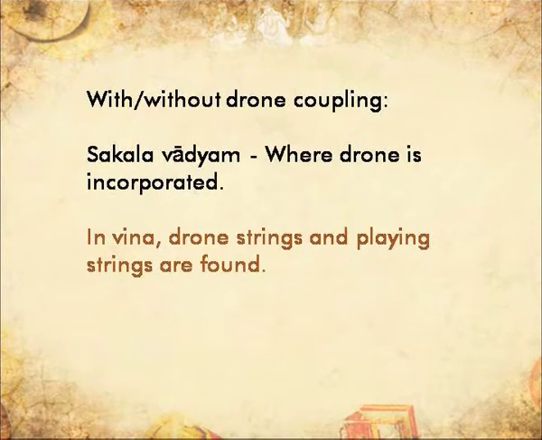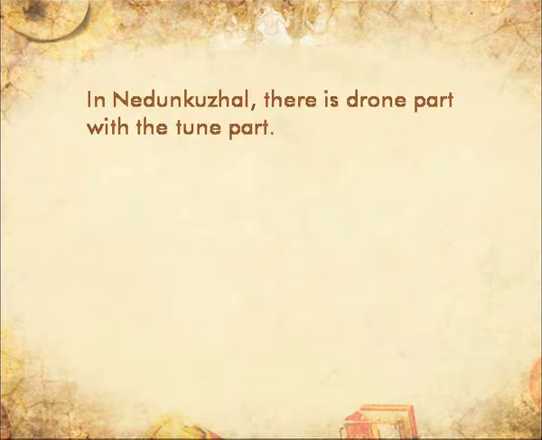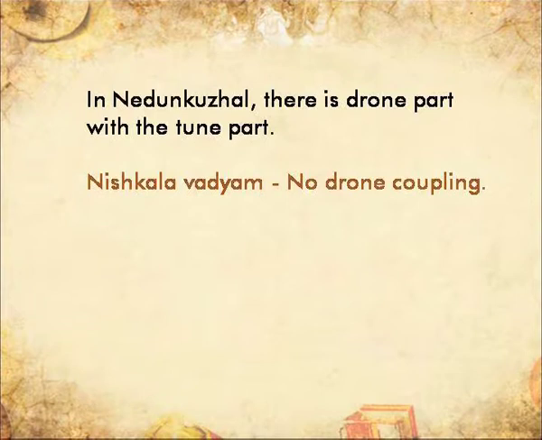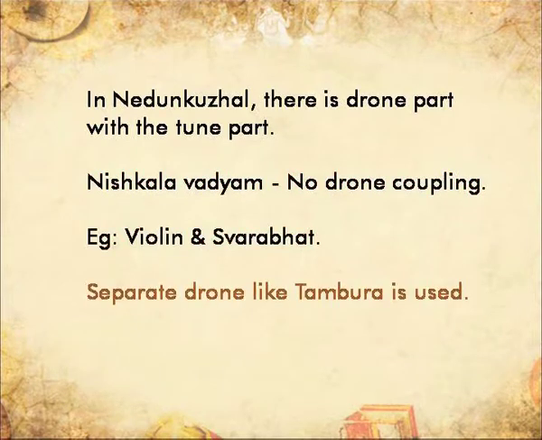In the veena, there are the drone strings in addition to the playing strings. In the magudi, there is a drone pipe in addition to the tune pipe. In the nedunkural, there is the drone part in addition to the tune part. Nishkala vadyam, that is, wherein there is not the drone coupling. Example, the violin and the swarabhat. When such instruments are played, a separate drone like the tambura has to be used.